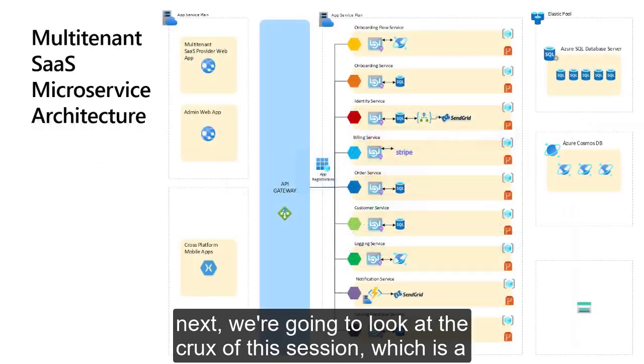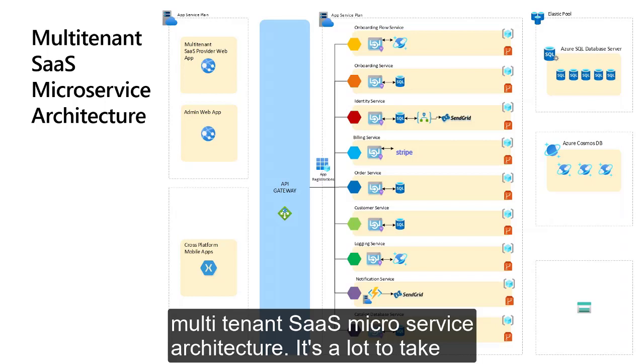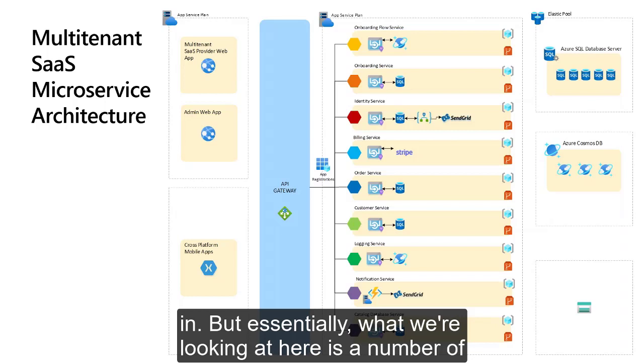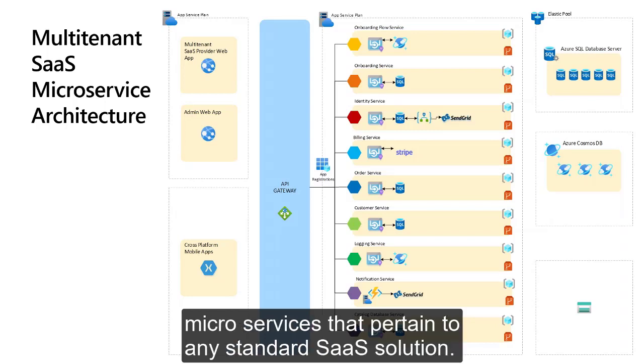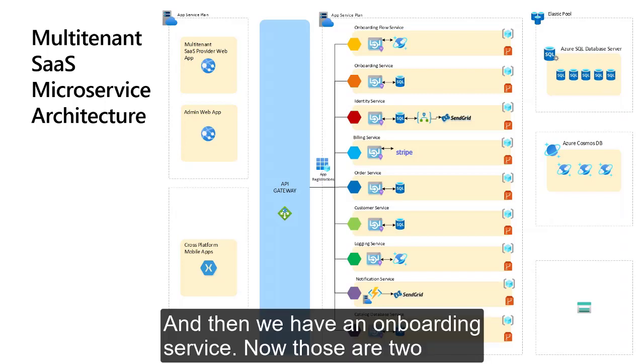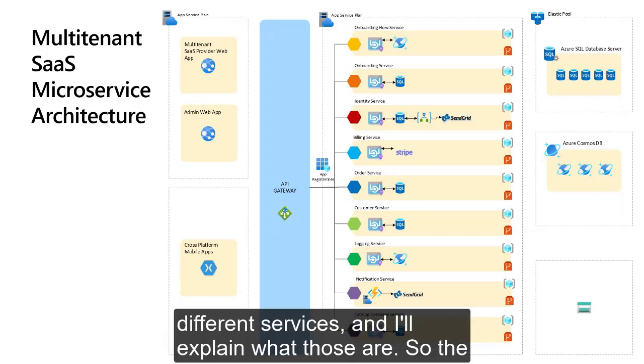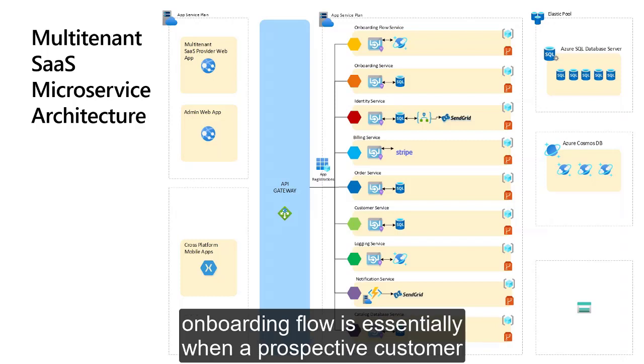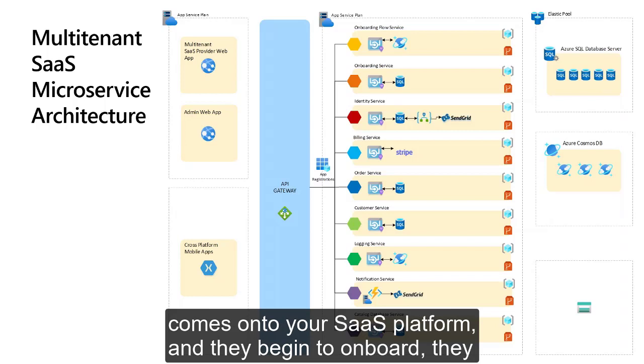So next, we're going to look at the crux of this session, which is a multi-tenant SaaS microservice architecture. It's a lot to take in, but essentially what we're looking at here is a number of microservices that pertain to any standard SaaS solution. Starting from the top down, we have an onboarding flow service, and then we have an onboarding service. Now, those are 2 different services, and I'll explain what those are. The onboarding flow is essentially when a prospective customer comes onto your SaaS platform and they begin to onboard.